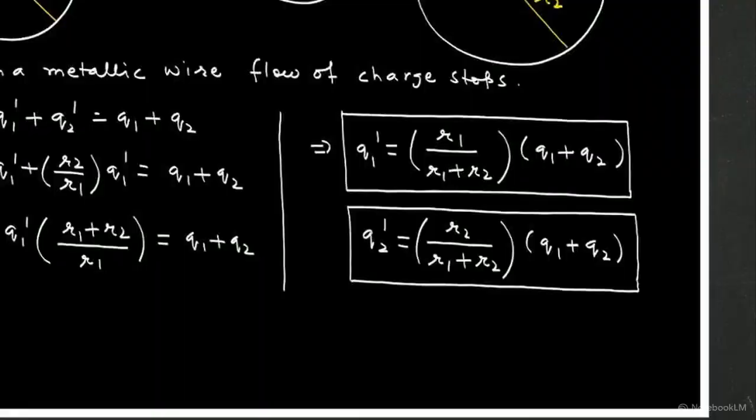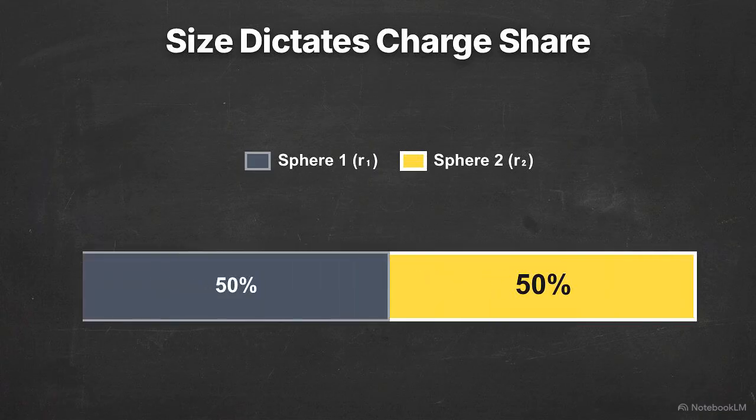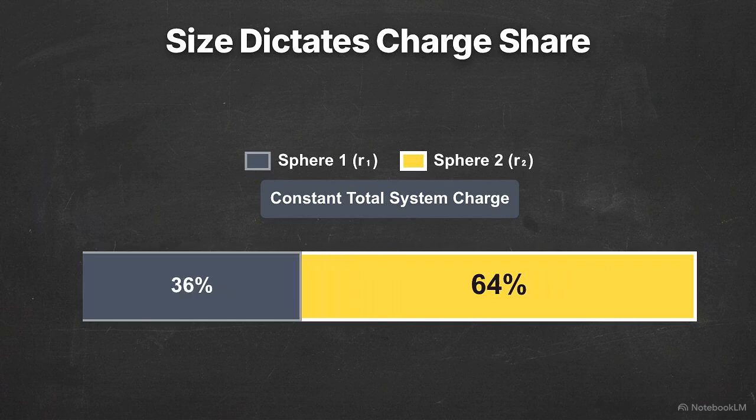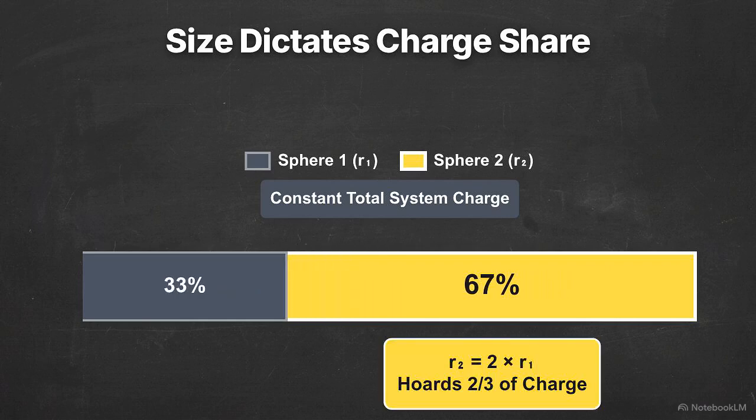That brings us to these final synthesized formulas boxed on the far right. They give us the exact calculation for the new charges on both spheres. In plain language, a sphere's final share of total charge is simply its physical size divided by the system's total size. For example, if one sphere is exactly twice as large as its partner, to reach equilibrium, it will hoard exactly twice as much charge.